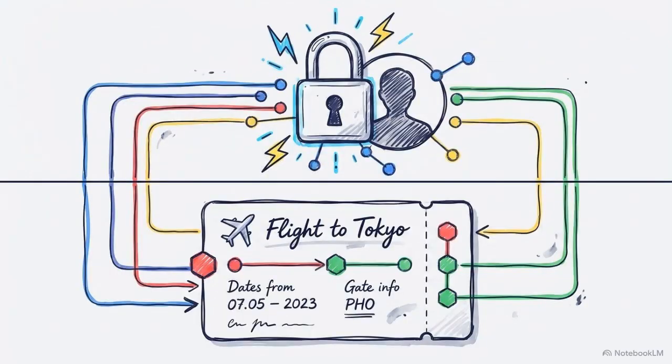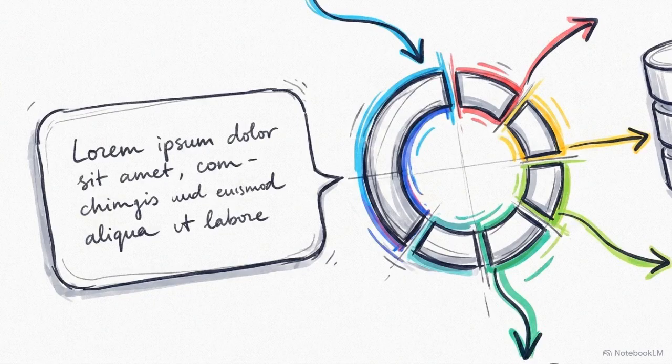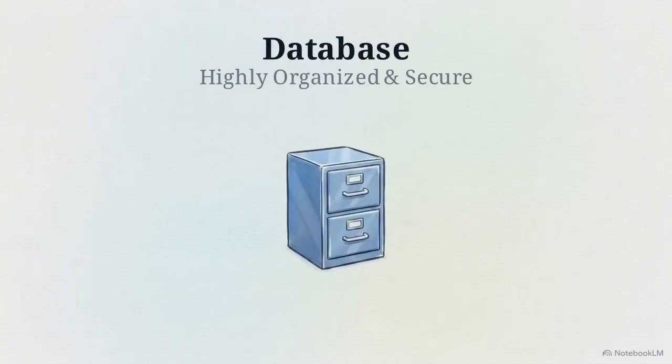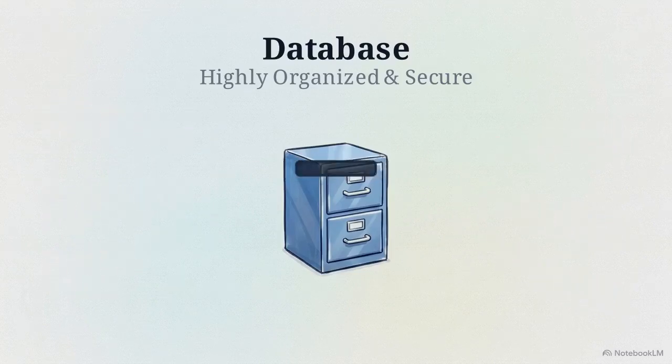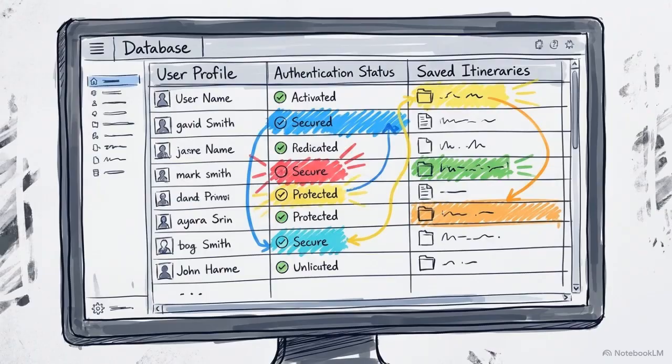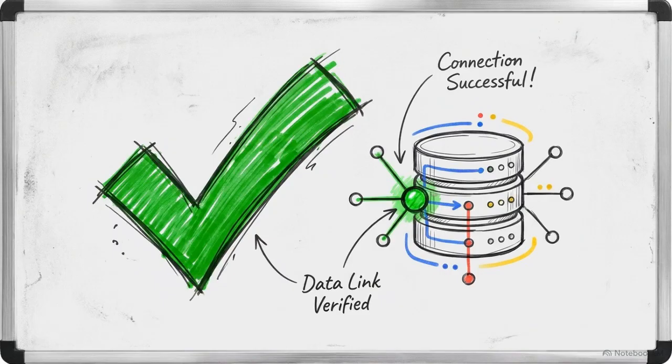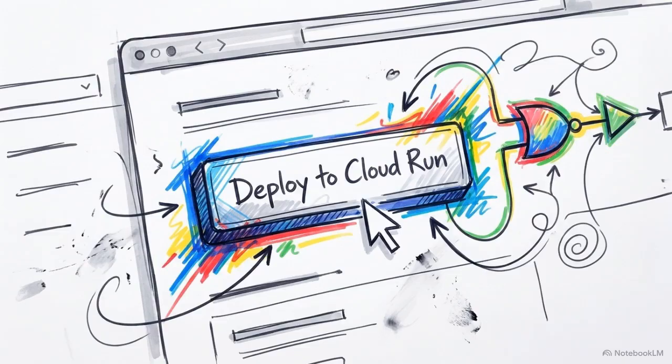Your app also needs a way to remember information between sessions, such as a user's secure login details or a saved itinerary. For this, you instruct the AI to connect a database, like Firebase or Cloud Firestore. A database functions exactly like a highly organized, secure digital filing cabinet, meant strictly for information retention. Adding this long-term memory ensures your project retains user data over time, turning it from a temporary session into a persistent software application.